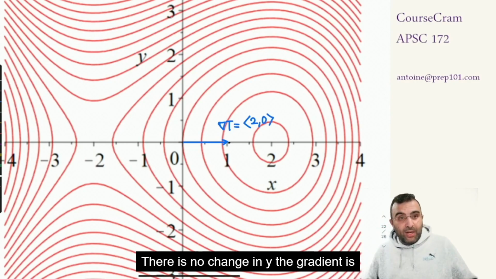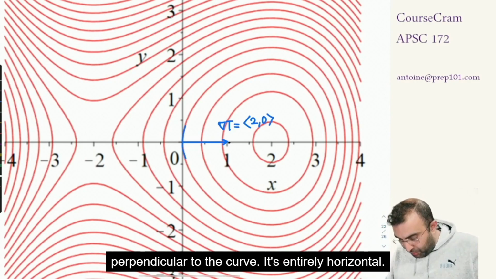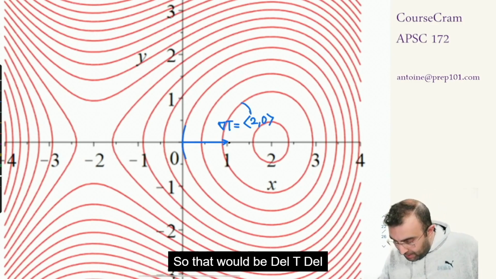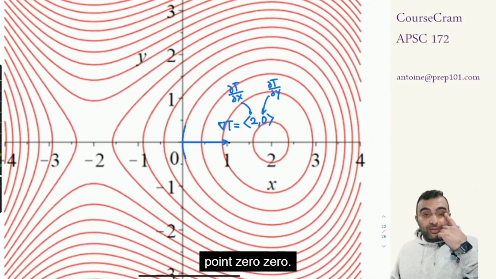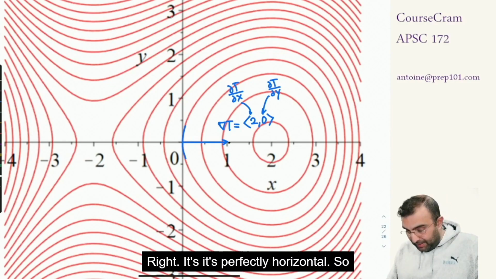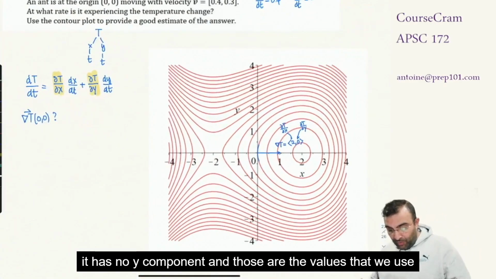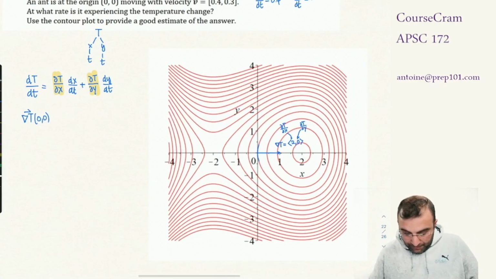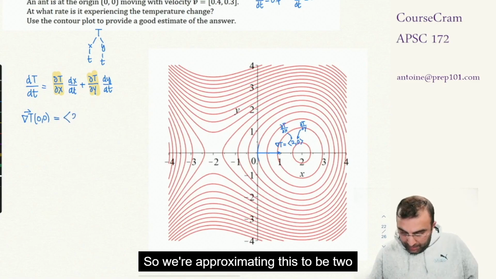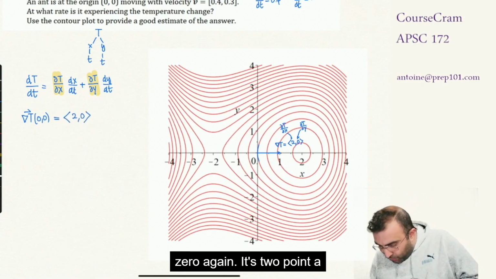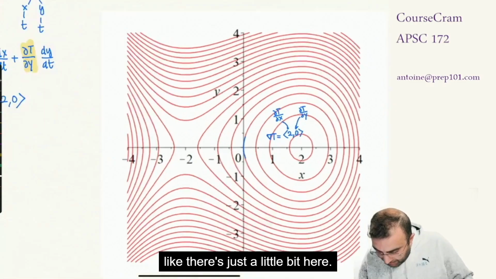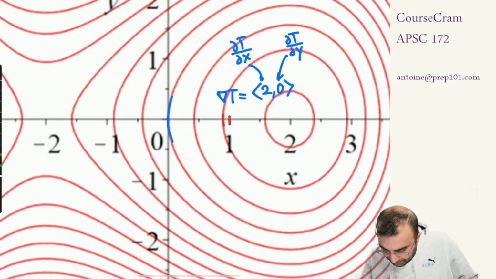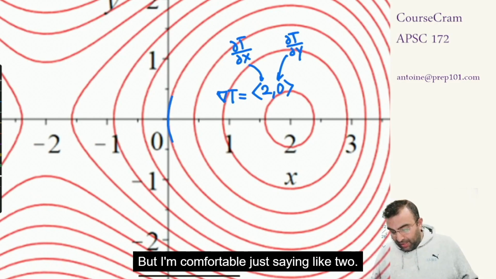There is no change in y. The gradient is perpendicular to this curve. It's entirely horizontal, so that would be del T del x, and that would be del T del y at the point 0, 0. Right? It's perfectly horizontal, so it has no y component, and those are the values that we use here. So we're approximating this to be 2, 0. Again, it's 2 point a little bit more. I don't know how much that a little bit more is, right? See, there's just a little bit here, but I'm comfortable just saying like 2.